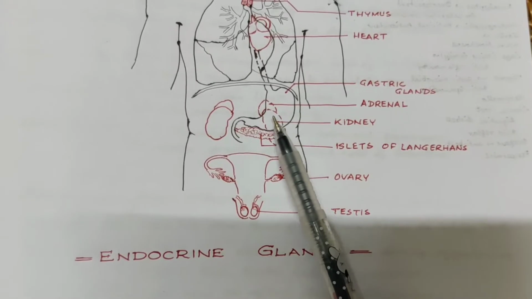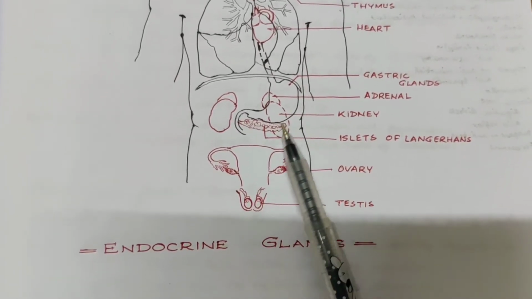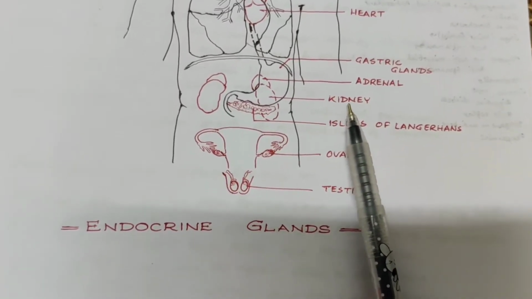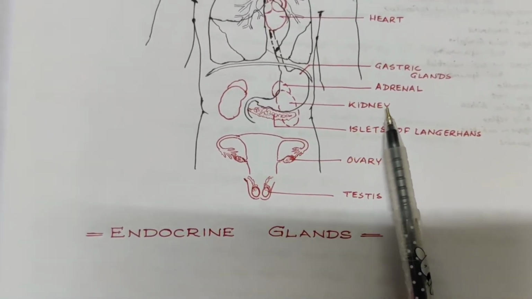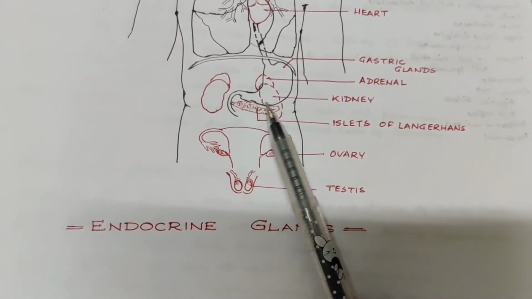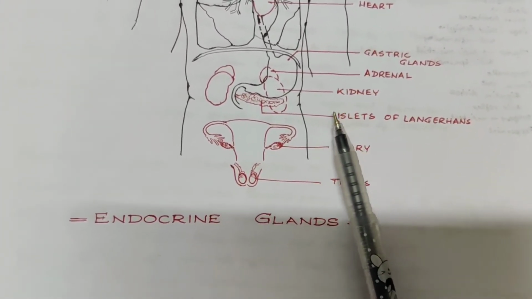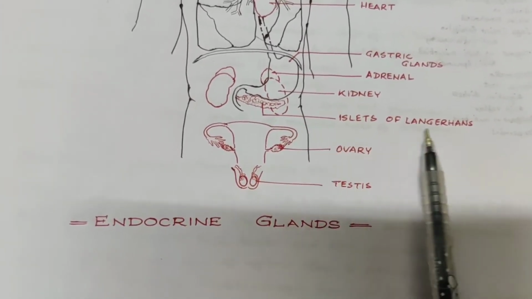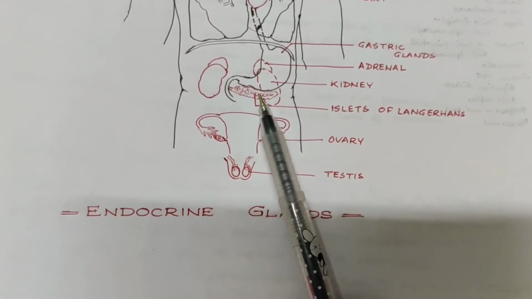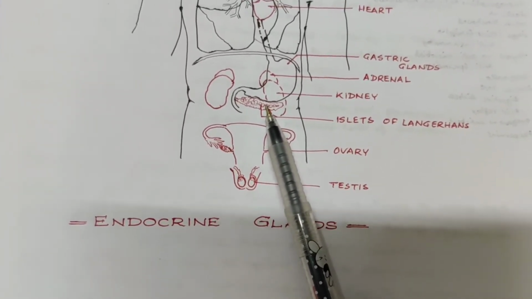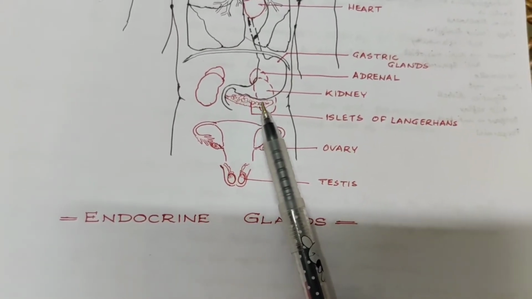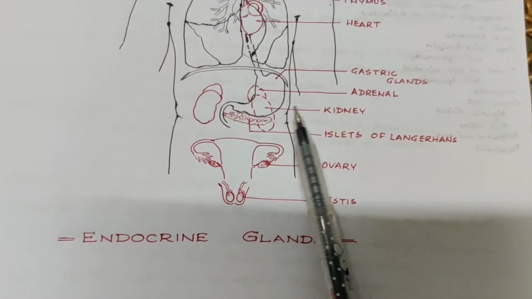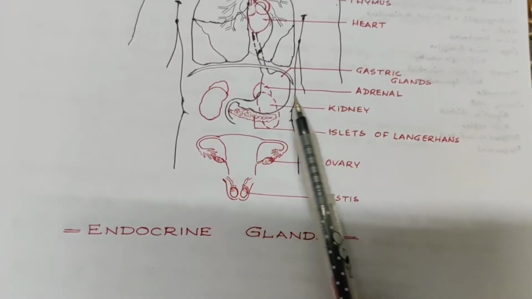Then we come to kidneys. Both the kidneys also act as endocrine glands because kidneys secrete many types of hormones. One is renin, another is angiotensin, another is erythropoietin. Now, islets of Langerhans, pancreas, also secrete many hormones like glucagon, insulin, somatostatin, etc. Above the kidneys, there lie 2 triangular shaped glands called adrenal or suprarenal glands.